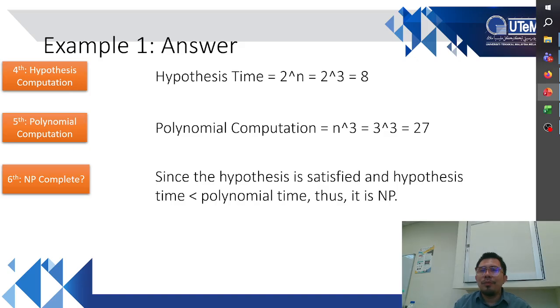Sir, do we need to make the truth table ourselves? We need to do it ourselves. Okay, we need to do it ourselves.